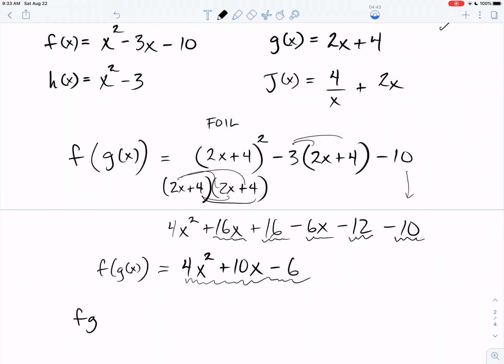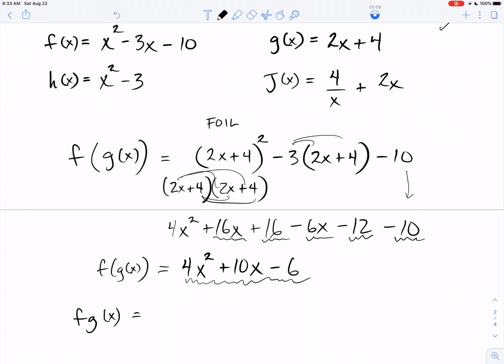But here's where we're going today. f times g of x. Now, do not get these two things confused. f times g of x means, guess what? f times g of x. So this time I'm going to be multiplying the two functions.